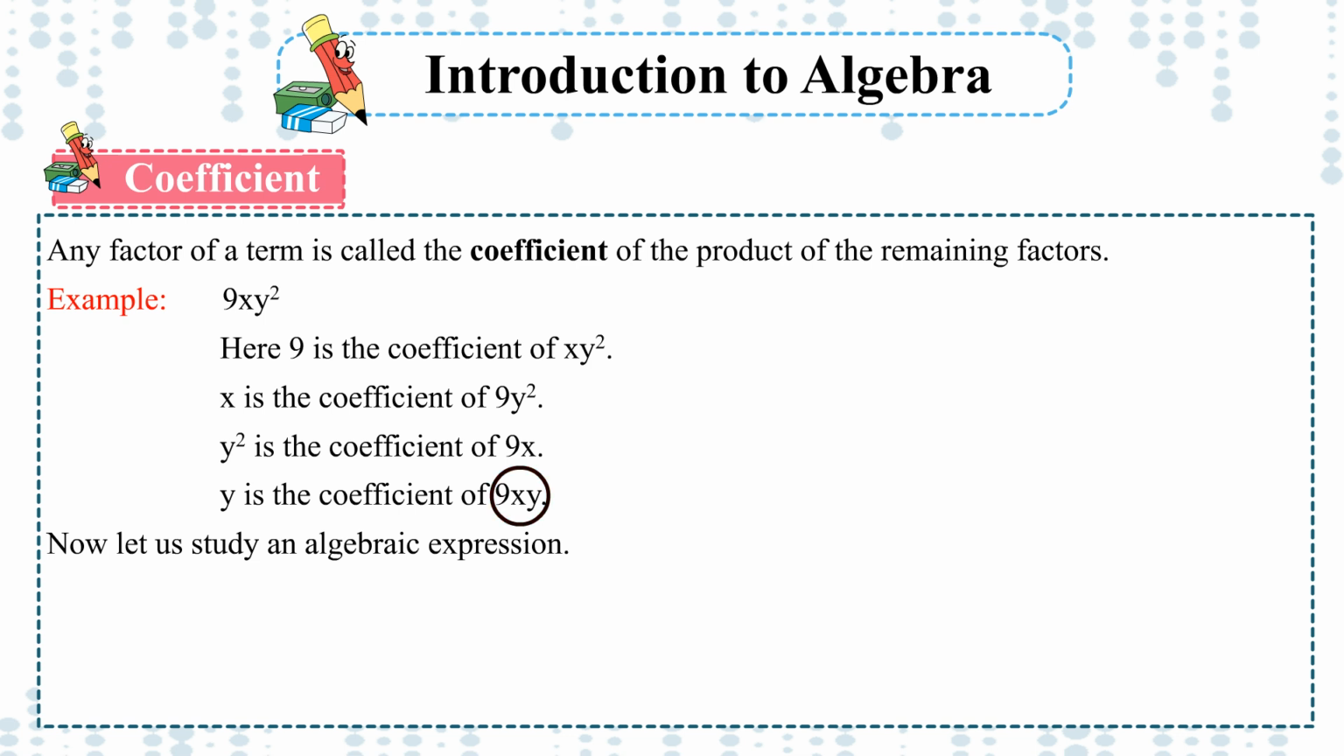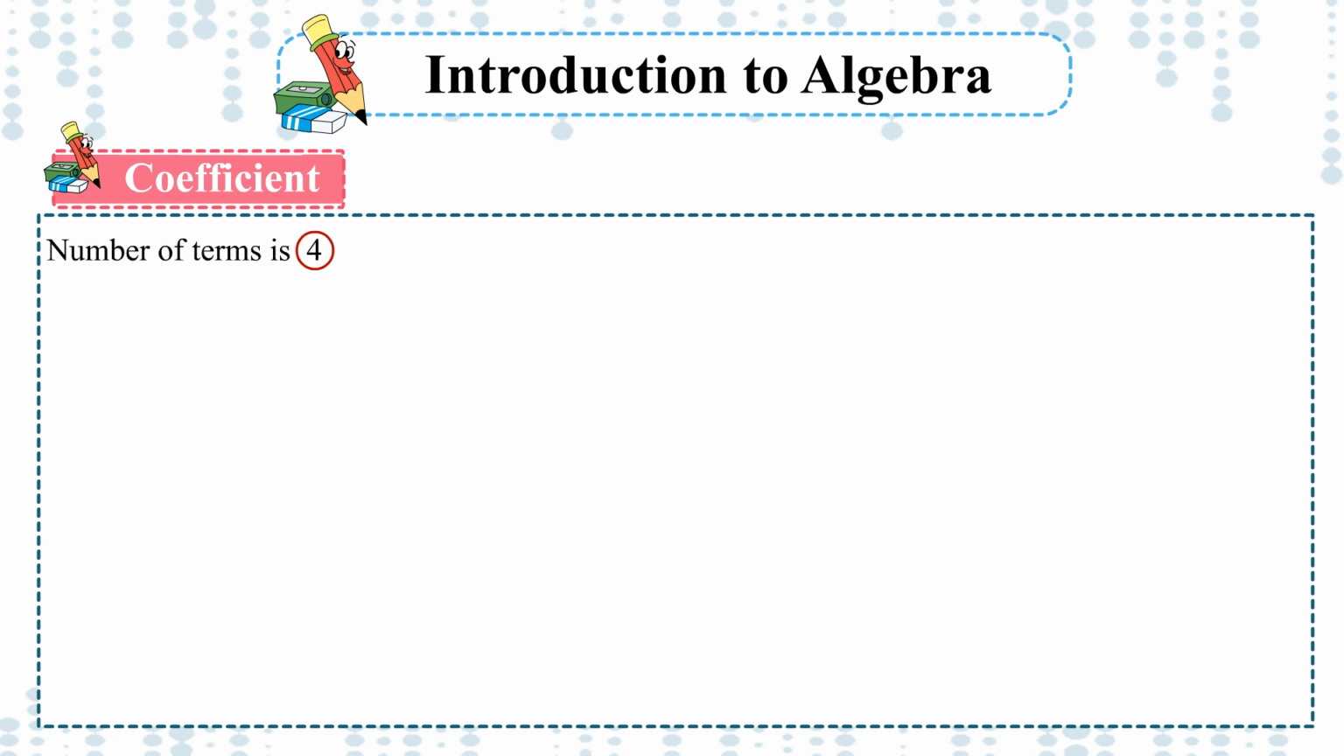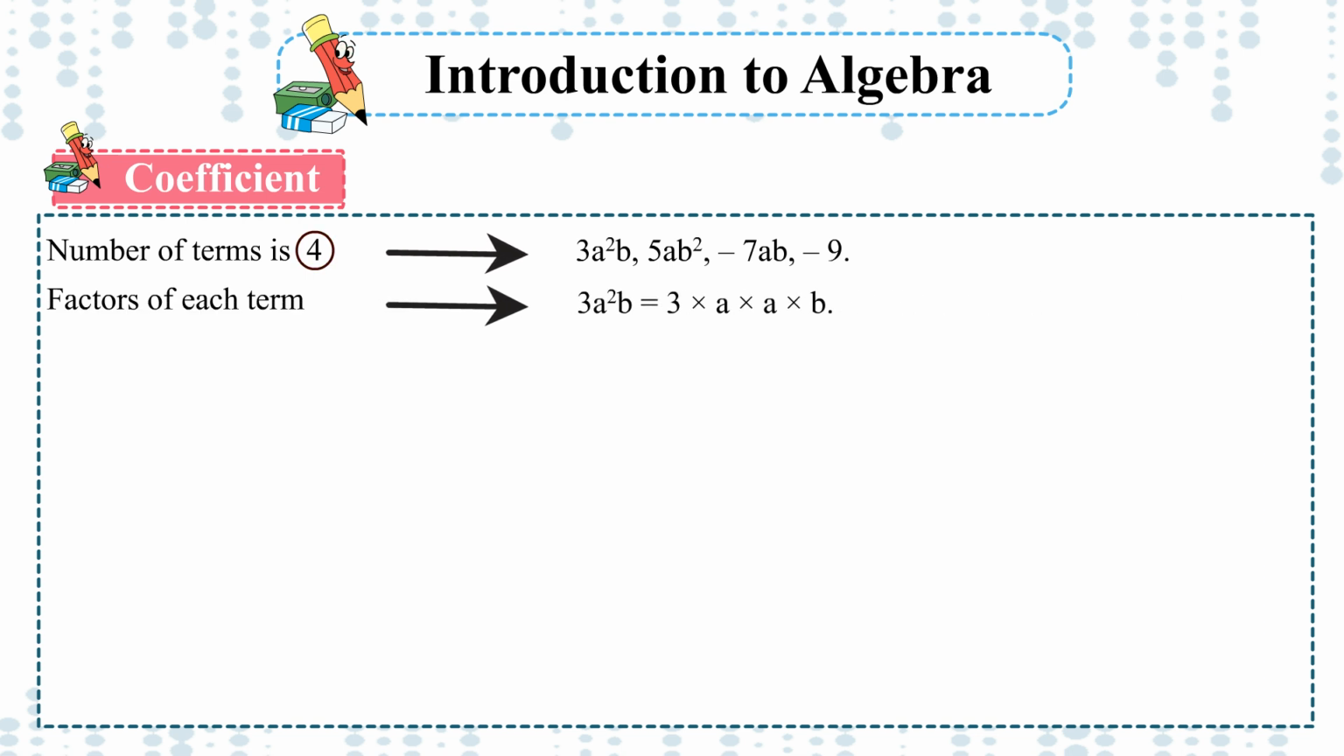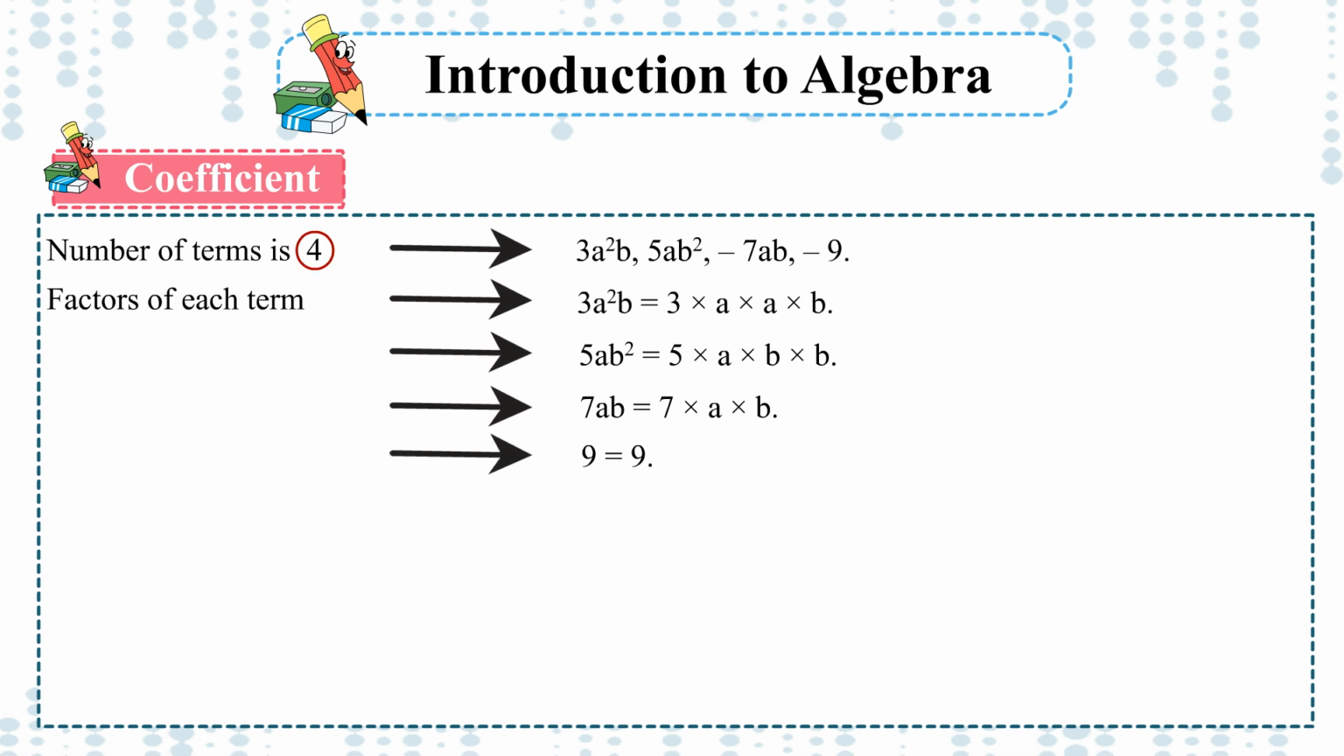Now let us study an algebraic expression. 3a raised to the power 2 b plus 5ab raised to the power 2 minus 7ab minus 9. Number of terms is 4. Factors of each term: 3a squared b is equal to 3 multiply a multiply a multiply b. 5ab raised to the power 2 is equal to 5 multiply a multiply b multiply b. 7ab is equal to 7 multiply a multiply b. 9 is equal to 9.